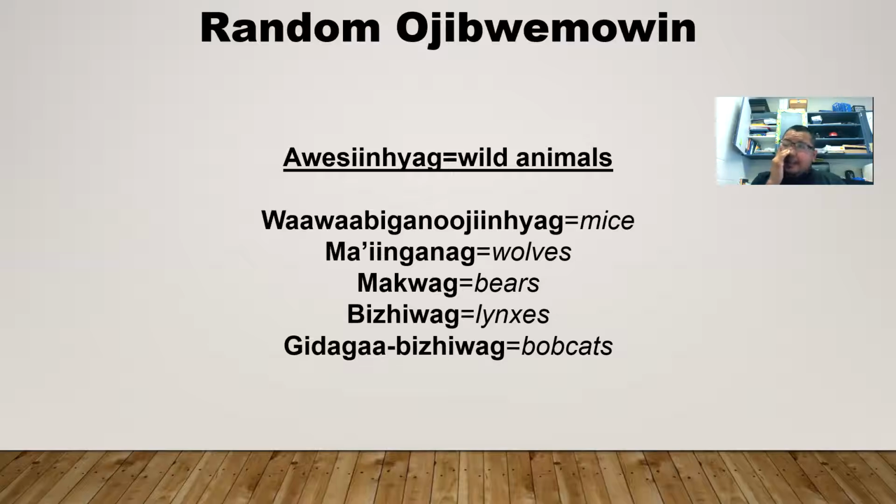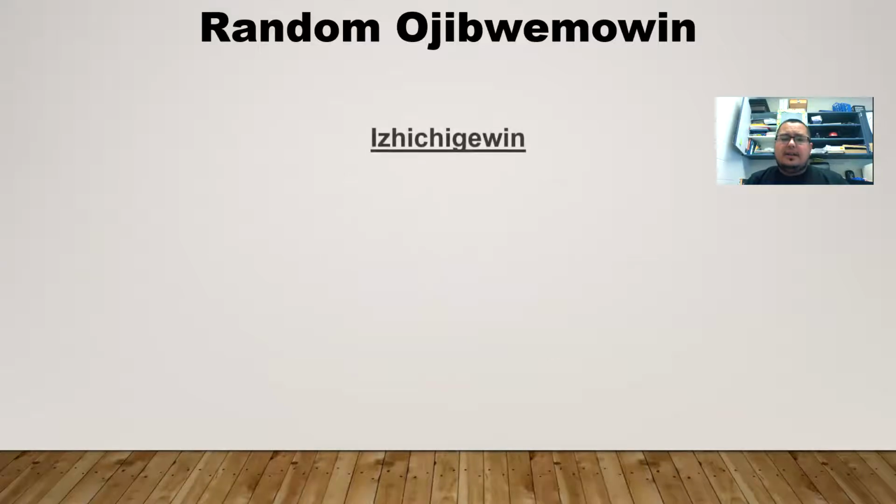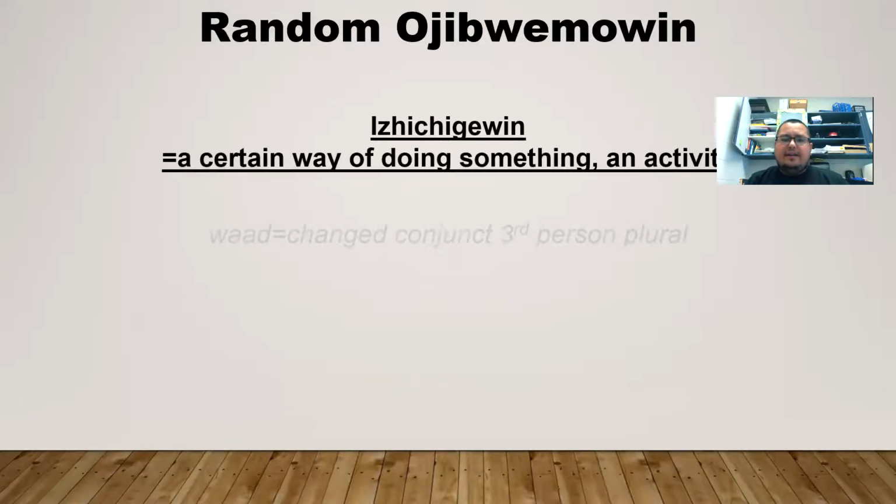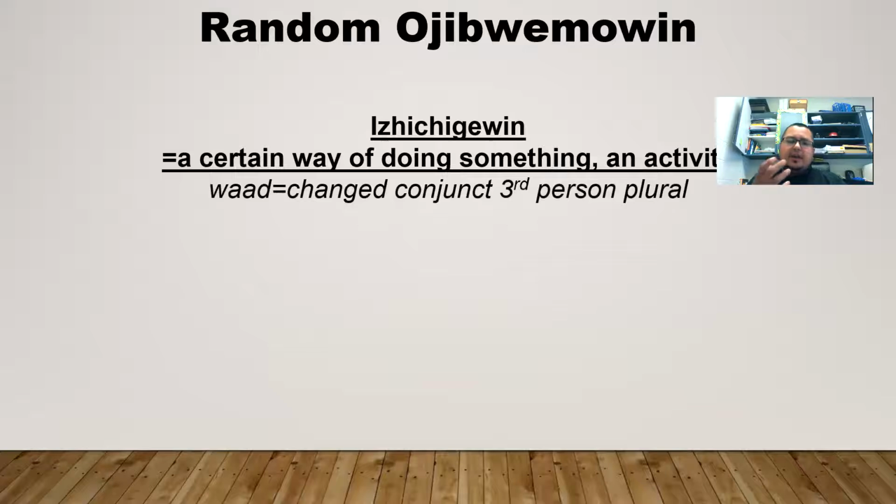Here we go. We're going to build our sentences, negating our sentences and putting them into plural form also. Is it a certain way of doing something or an activity? We're going to use the change conjunct wad on each one of these actions that's going to happen, talking about it in the third person sense.